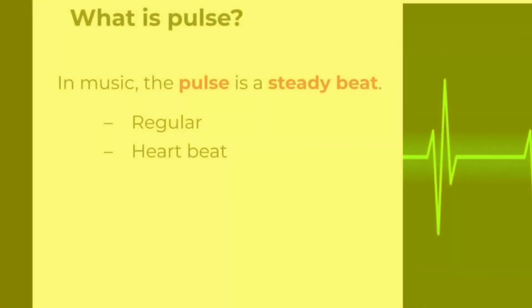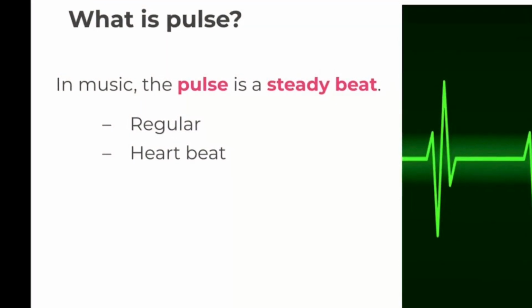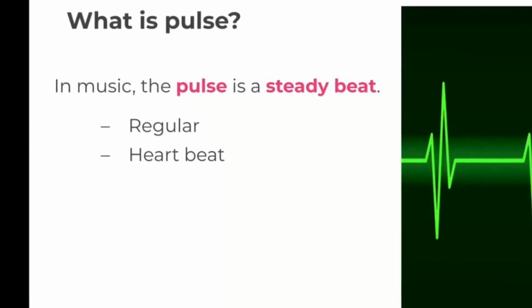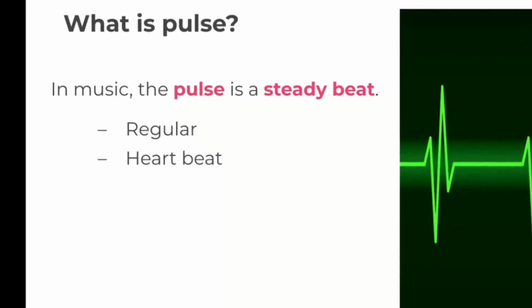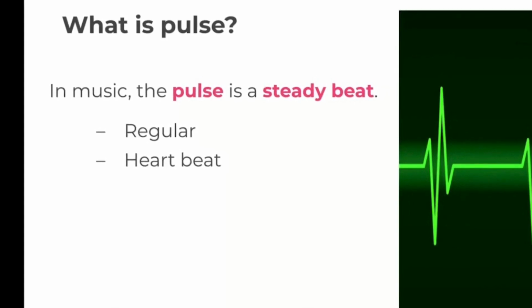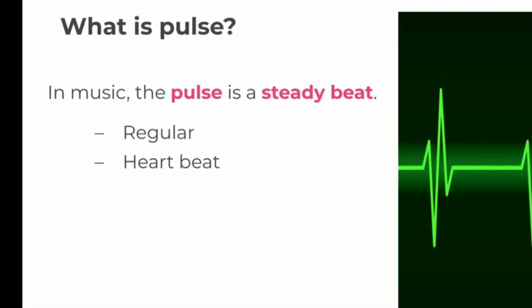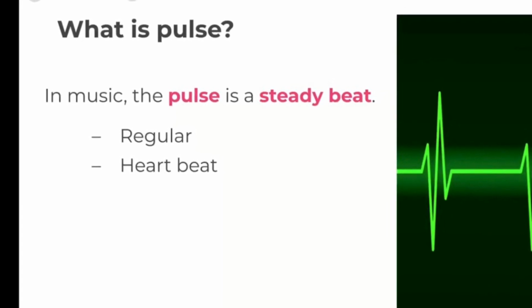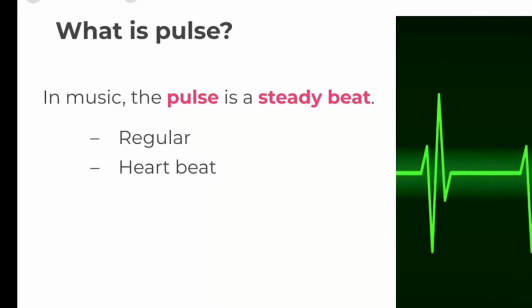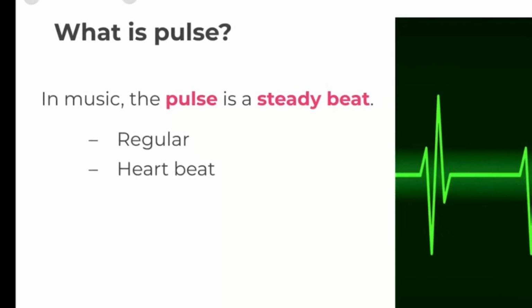Lesson 1, we're going to be looking at pulse and rhythm. So a pulse is a steady beat, it is regular and it sounds like your heartbeat, or if you put your finger on your arm and feel your pulse, it's most of the time very steady. And a pulse is something that we need to keep all the musicians and performers together, and it is constant.